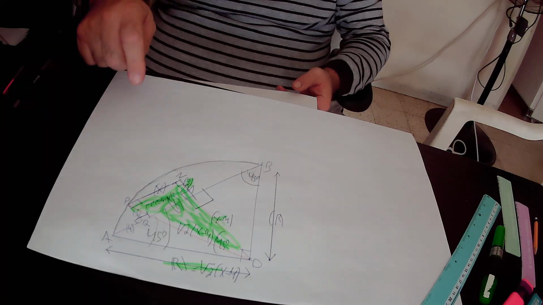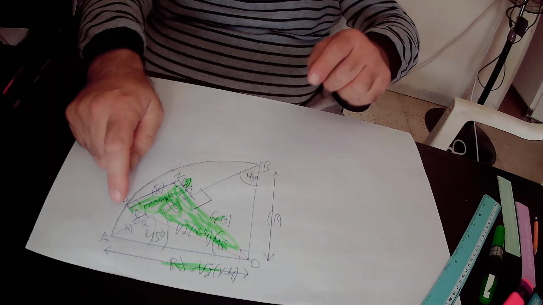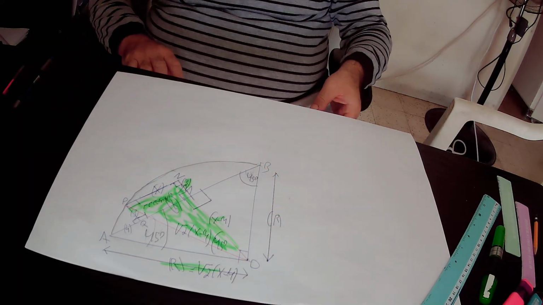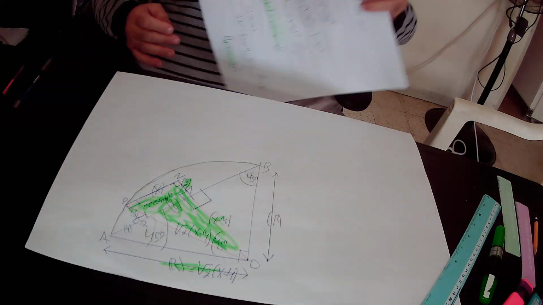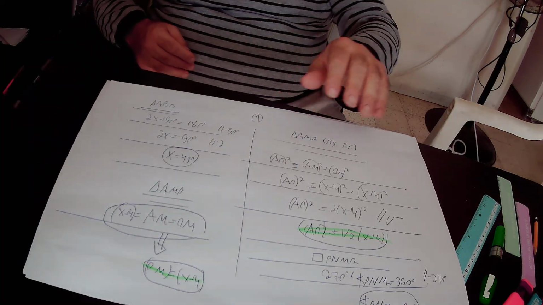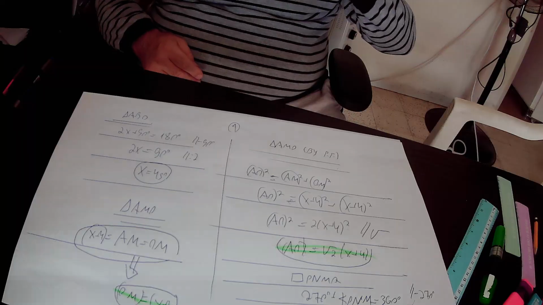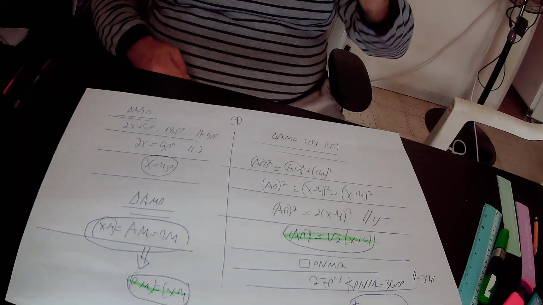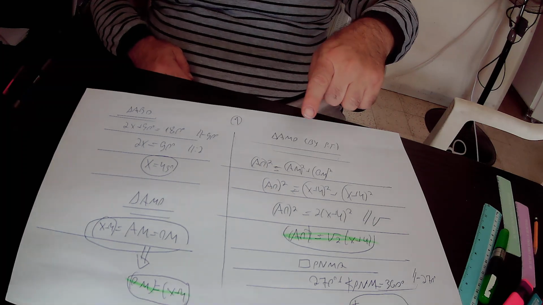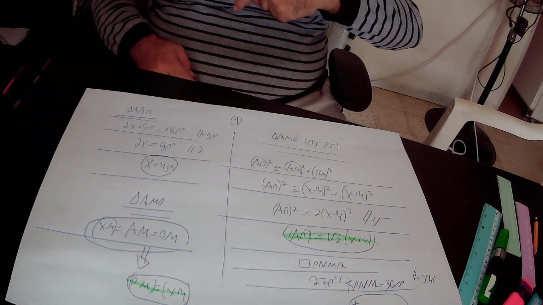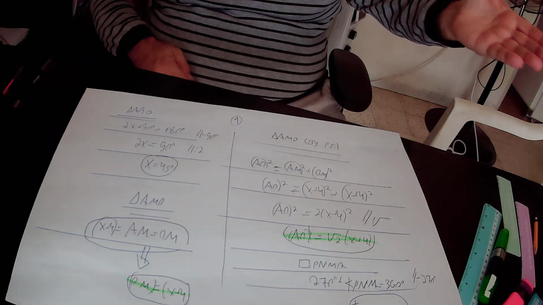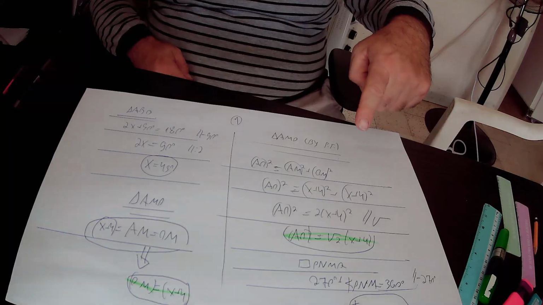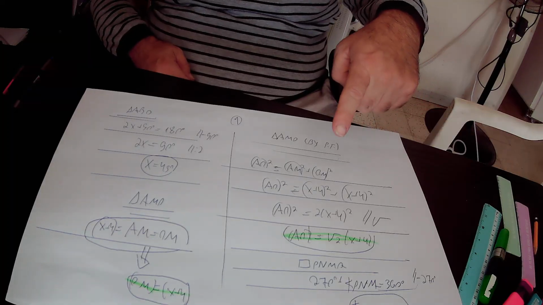So in this right triangle AMO, according to the Pythagoras theorem, AO squared, this is the square of the hypotenuse, equals AM squared plus MO squared. AO is the missing side. AM is x plus 4, therefore AM squared is x plus 4 squared. OM is also x plus 4, so MO squared is x plus 4 squared. So AO squared equals x plus 4 squared plus x plus 4 squared, this is 2 times x plus 4 squared.